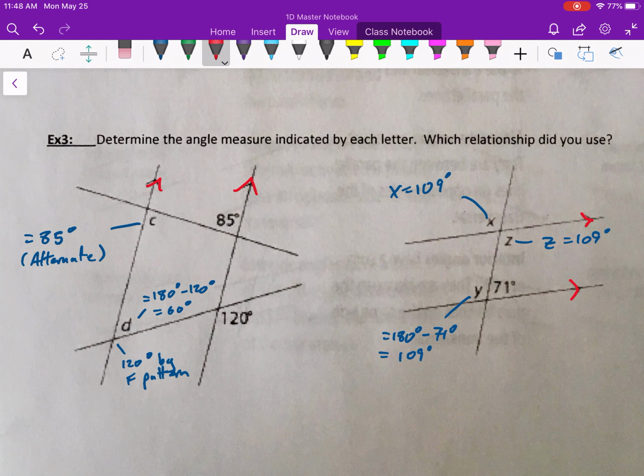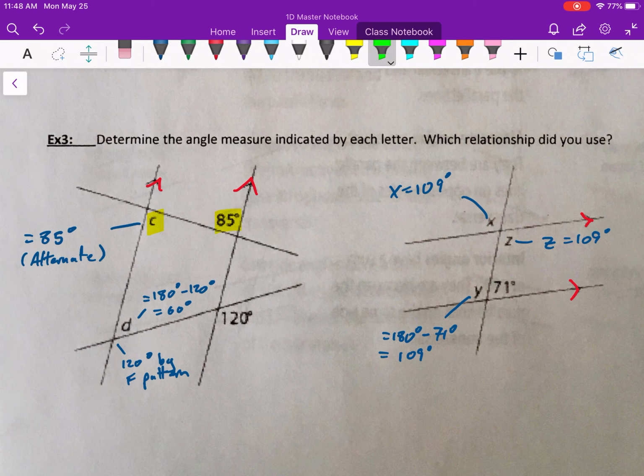Determine the angle measure indicated by each letter. Which relationship did you use? All right, well, here's 85. Using the Z pattern, this one also has to be 85 because they're both between the parallel lines on opposite sides of the transversal.